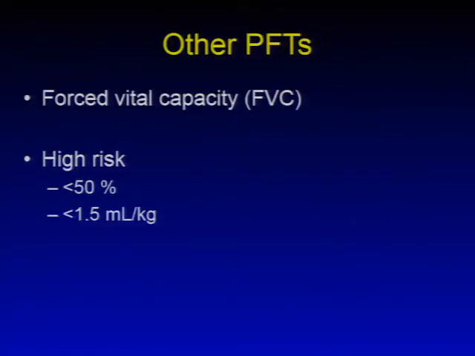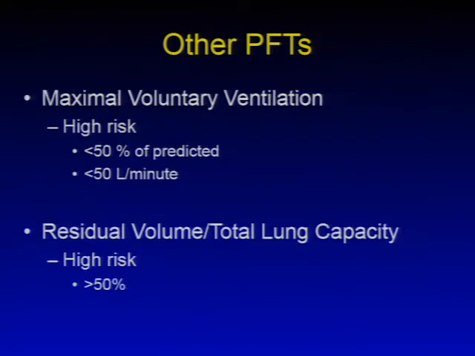Now, other PFTs include forced vital capacity. High risk if it's less than 50% or less than 1 cc per kilogram. Maximum voluntary ventilation is high risk if it's less than 50% of predicted or less than 50 liters per minute. Residual volume and total lung capacity, high risk if it's greater than 50%. And remember, those patients who have COPD, their total lung capacity increases.